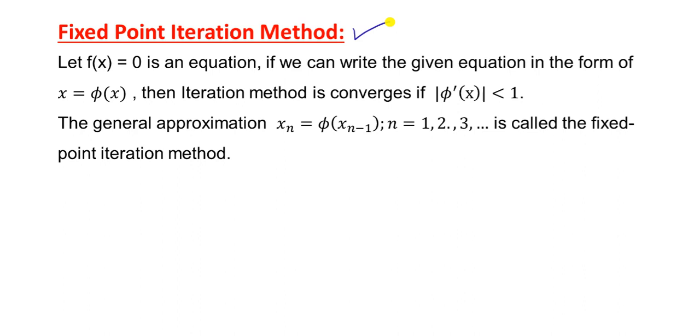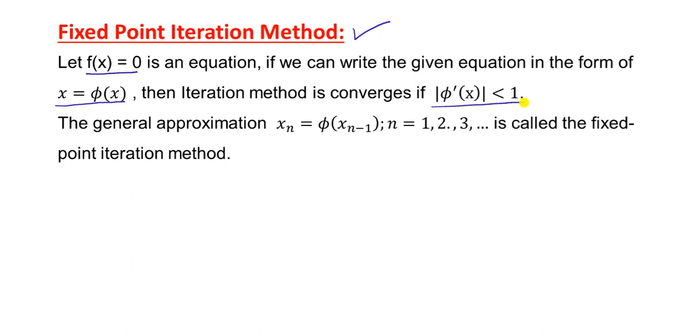When we apply the iteration method, if we have an equation f(x) = 0, then we can write the equation f(x) = 0 in the form of x = phi(x). Then the iteration method converges if the modulus of phi dash x is less than 1. If the modulus of phi dash x is greater than 1, then this method diverges.